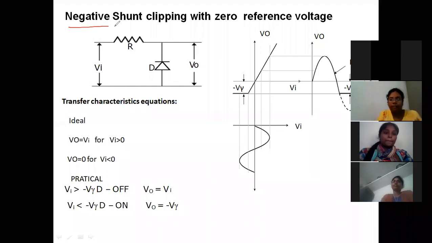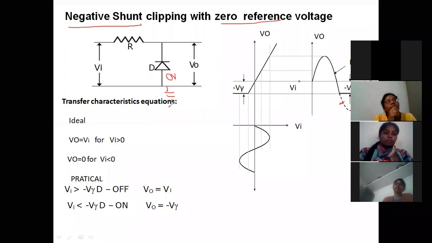Now we are discussing the negative shunt clipper with zero reference voltage. That means we are not applying any reference voltage. A negative shunt clipper cuts the negative waveform, so on the output side we won't have any negative pulse. The negative pulse will be cut. We have already seen the operation. This will be grounded, that means the anode will be at zero potential.